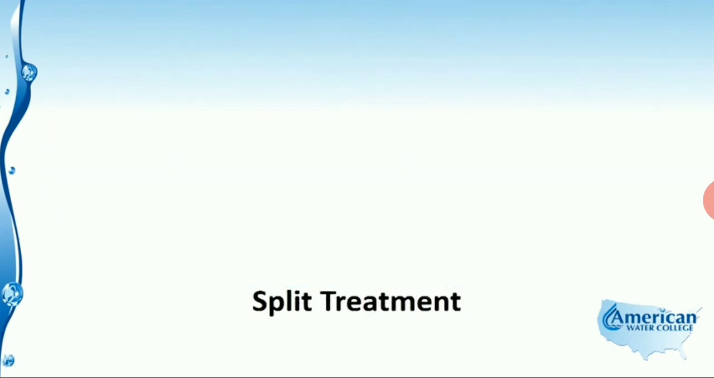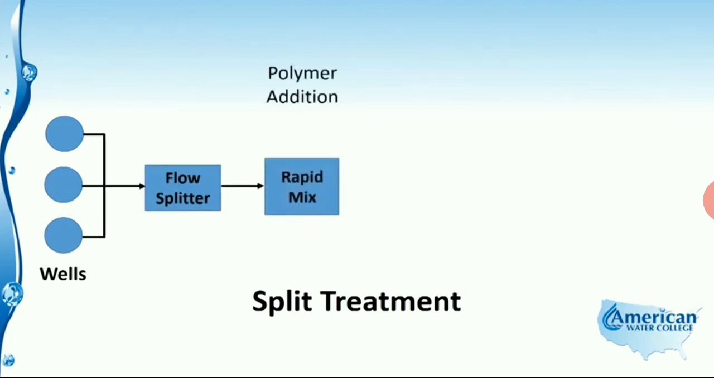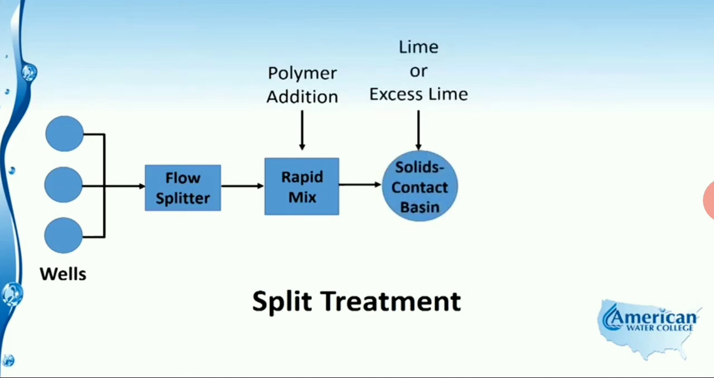This last method is called split treatment. This is a variation of the softening process intended to reduce chemical usage. Basically, you're just splitting your flow stream. So assuming we have some wells, some groundwater that's hard, it'll flow into a flow splitter. And from there, it'll go one of two places. It'll go into the rapid mix, where we add some polymer or some type of coagulant, and then into a solids contact basin, where we add lime or excess lime, depending on what our treatment objectives are. And then it'll flow from there into the next process.